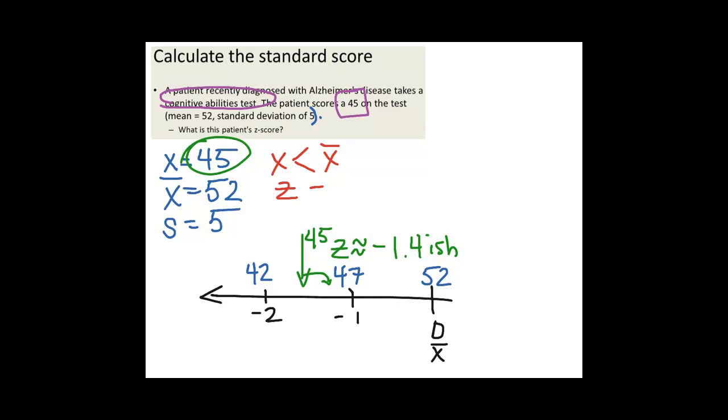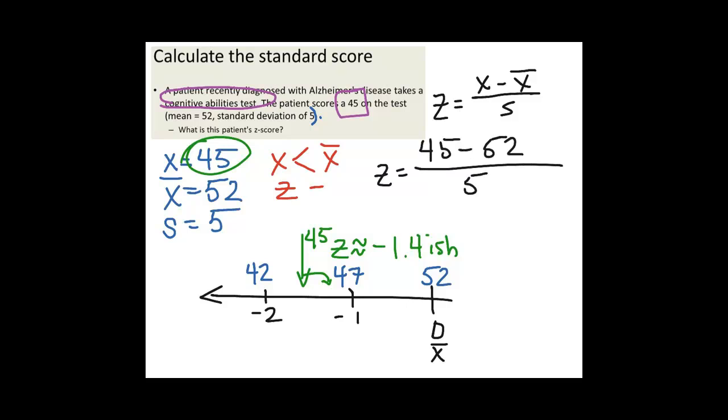Okay, and again, if you'd said negative 1.5 is your estimate, or even negative 1.6, not that big of a deal. Because what we're doing here is we're just making sure that our answer at the end of this whole thing makes sense. Okay, time for the math. z equals x minus x bar over s. So z is equal to 45 minus 52 over 5. 45 minus 52 is a negative 7. So negative 7 divided by 5 gives me a z of negative 1.